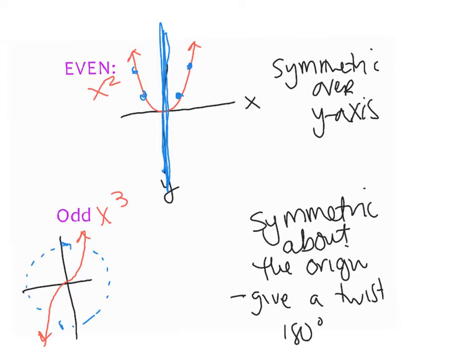Another good example is the graph of 1 over x. If you graphed it, it would look like this. And if you gave it a twist again, a 180-degree twist, all of these points would line up in the exact same place.